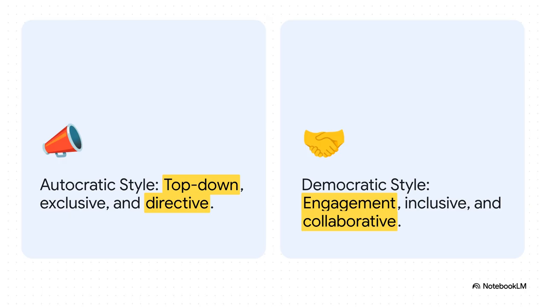Over on one end, you've got the autocratic style. It's very top-down, pretty exclusive, very directive. Then way on the other end, you have the democratic style, which is all about engagement, being inclusive, and collaboration. So where do you naturally fall? And more importantly, are you able to shift along that spectrum when you need to? Nailing this down is absolutely the first step.